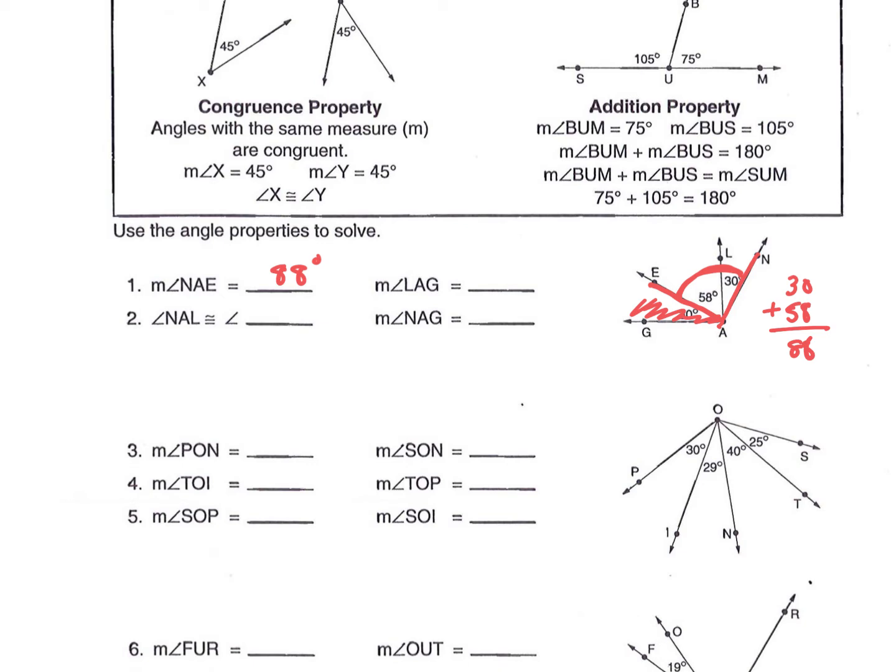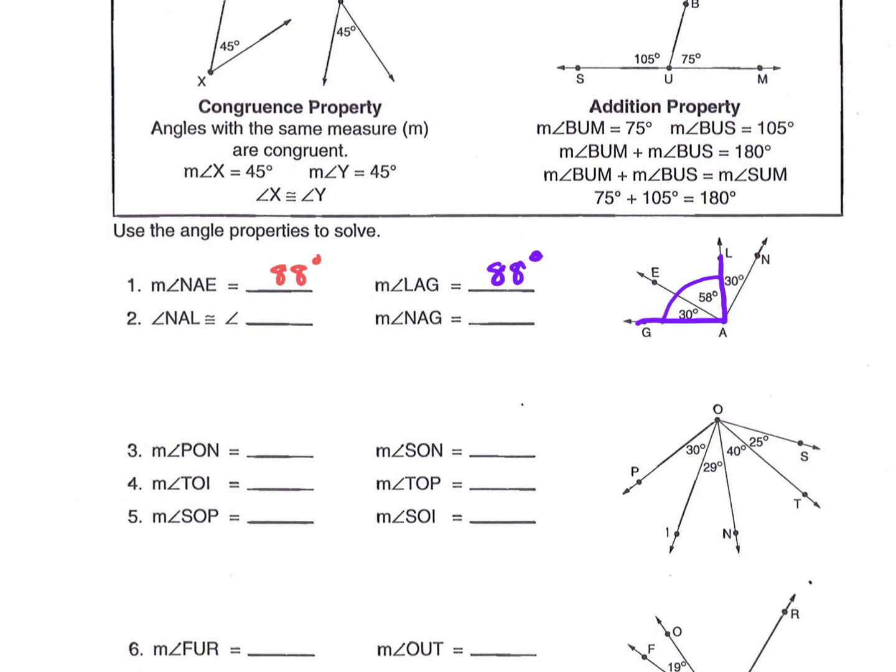For M, I'm going to start by erasing and do the same process. It asks for L to A to G. So L to A to G. And again, they want the total of what's inside. And it turns out to be the same, just a different order. So 58 plus 30, that would also be 88 degrees.